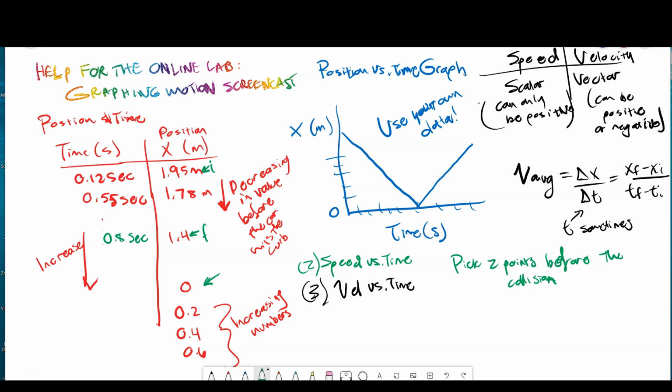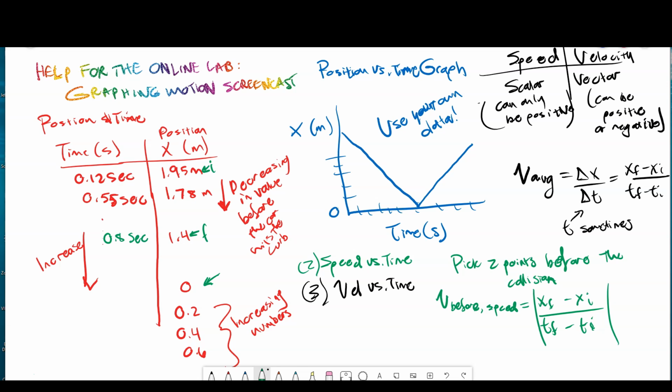So what is then our speed before the collision? I'll label this as speed so we know what we're dealing with. It's x final minus x initial divided by time final minus time initial. One more thing: we need to make this an absolute value because we're talking about speed, so it cannot be negative.